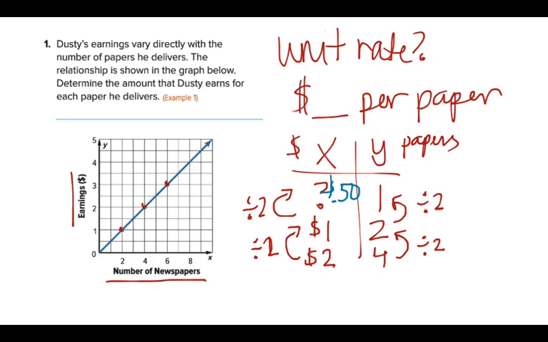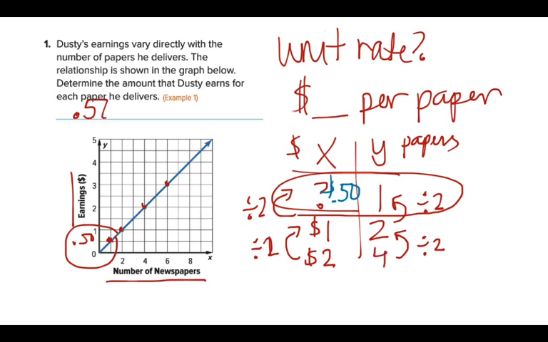If you would like to use the graph, you could look over at the graph and say, okay, well, if he sells 1 paper, where's this point? Well, between 0 and 1 is 0.5, 50 cents. So you could either use the table or use the graph to get your answer, or take the pattern and use a table. But our unit rate is going to be 50 cents per paper.